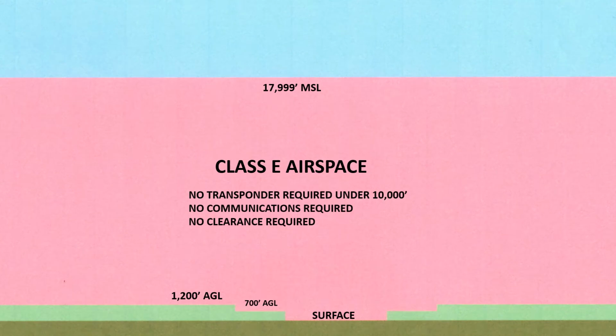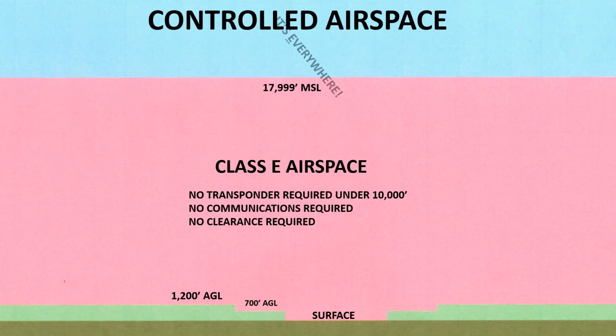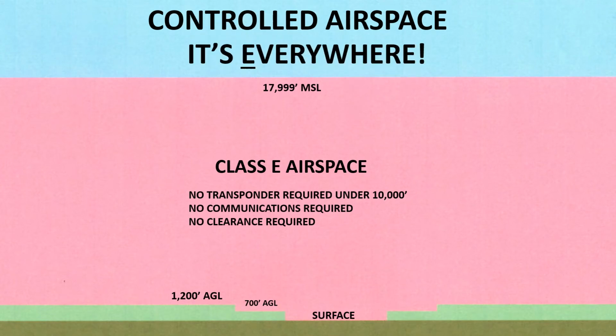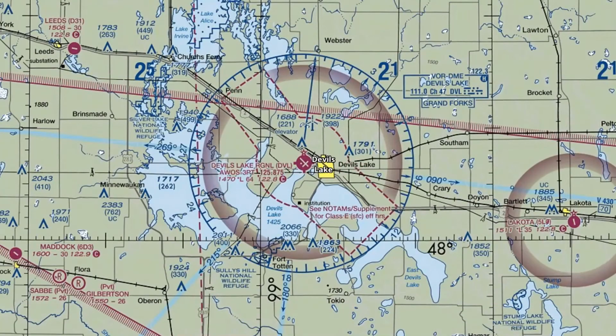No ATC communications are required while VFR, and no VFR clearance is required. It is controlled airspace and it is everywhere. So when you think about Class E airspace, think everywhere. What does Class E airspace look like on a map?